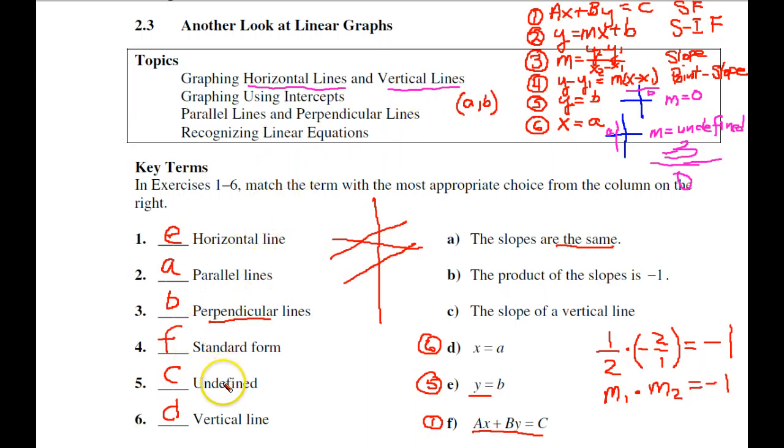And then we said that something is undefined, as we described, the slope of a vertical line, and we have that up here. The slope of a vertical line is undefined. And the formula for the vertical line is formula 6, which is letter D.